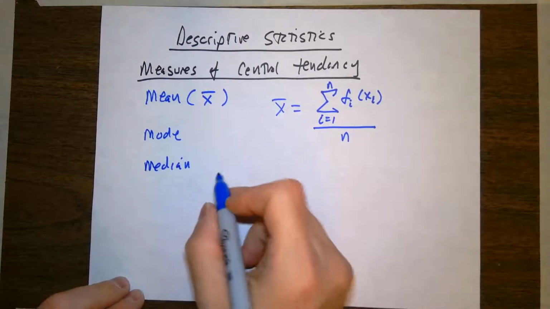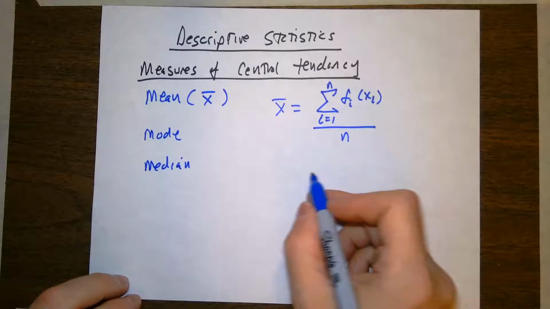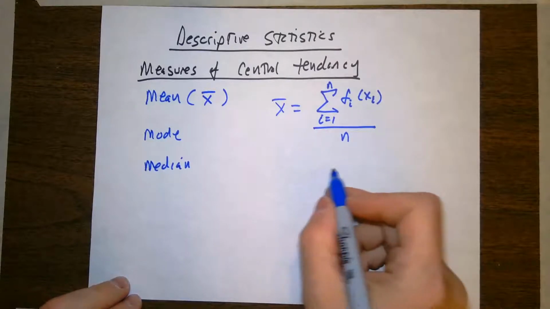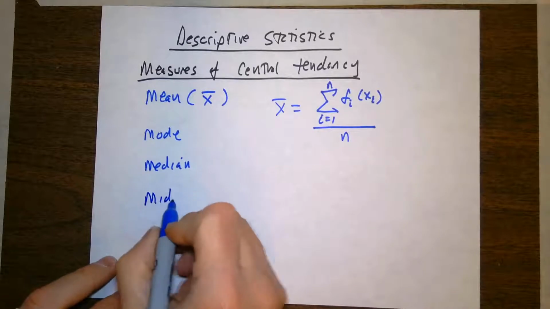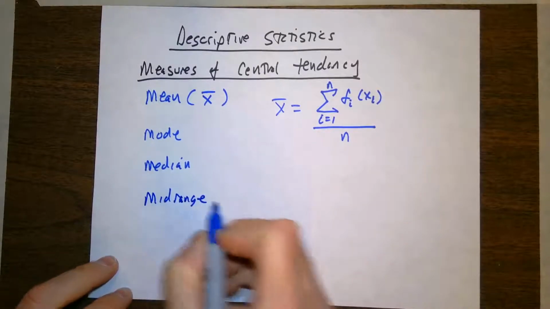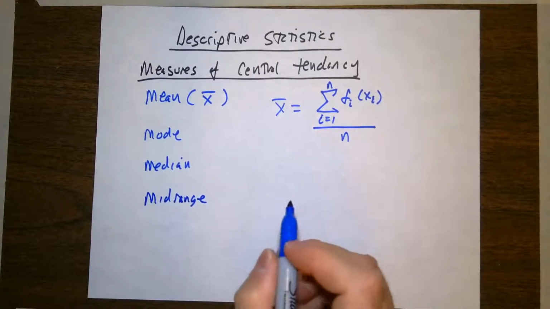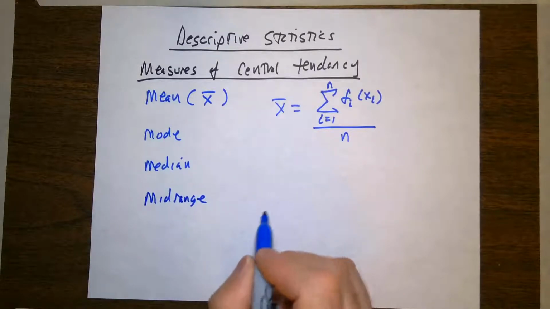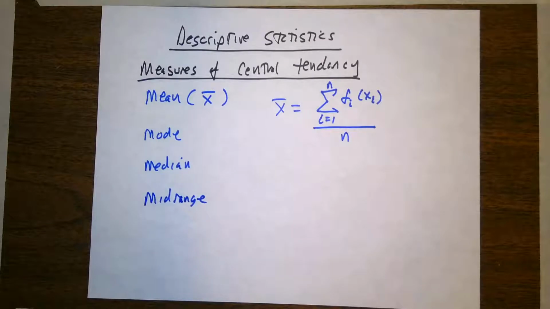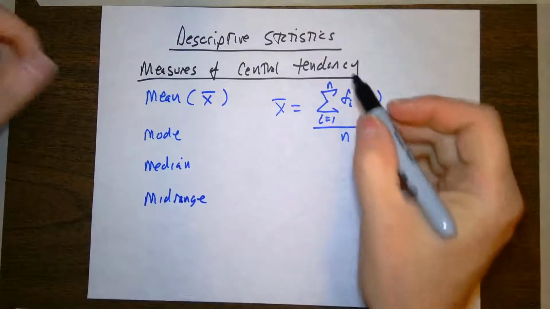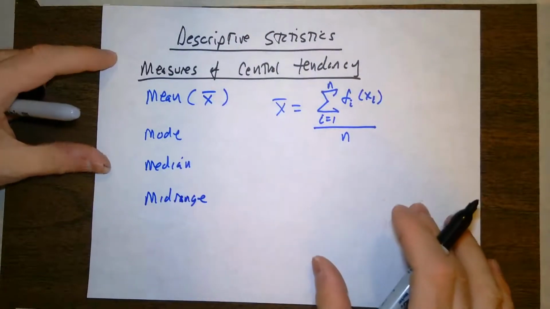Now, if it's an even data set, you're going to have two numbers in the middle, and you're going to take what's halfway between them. Just add them together and divide by 2. And then finally, the mid-range. The mid-range is just add the low and the high and divide by 2. So take the lowest plus the highest and divide by 2. That's my mid-range. Measures of central tendency. How are these things grouped around each other?